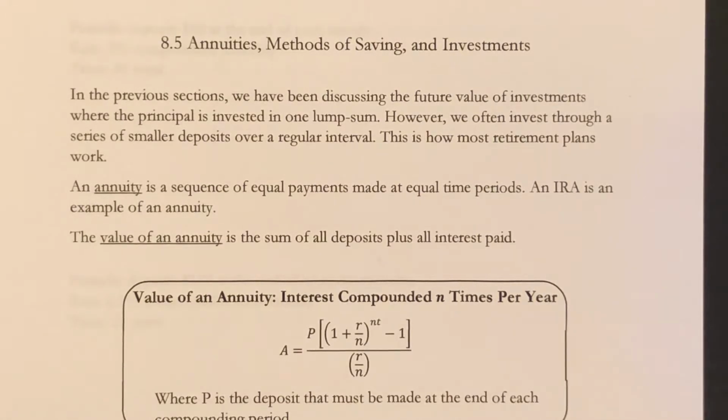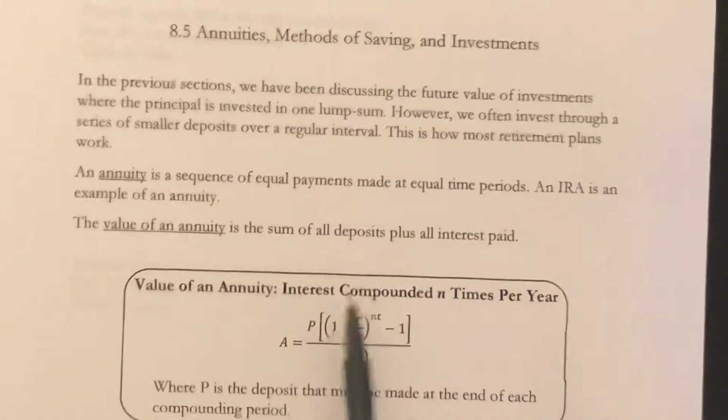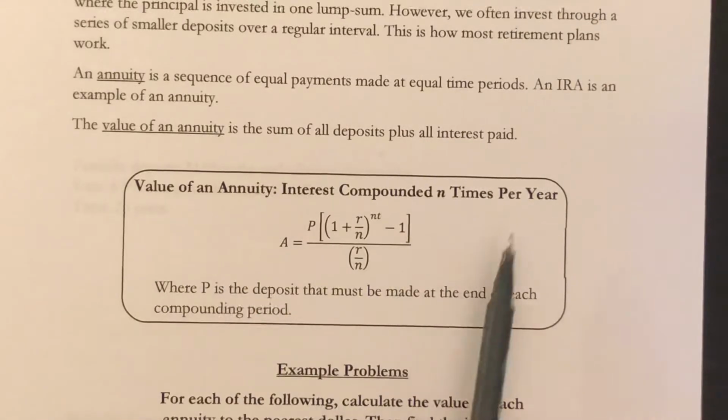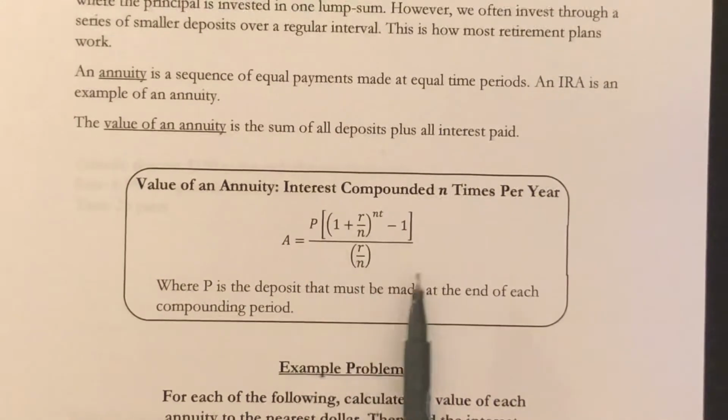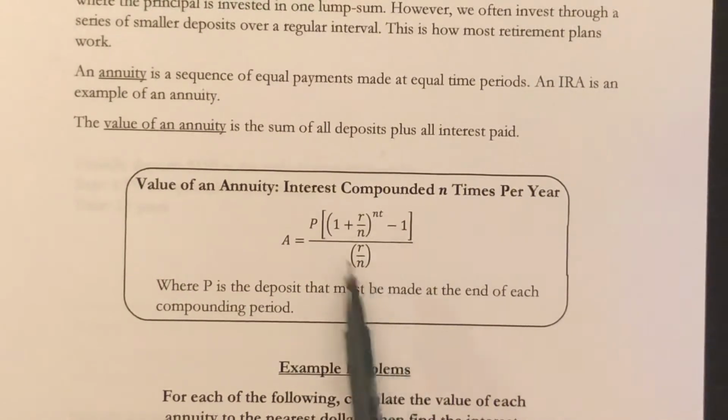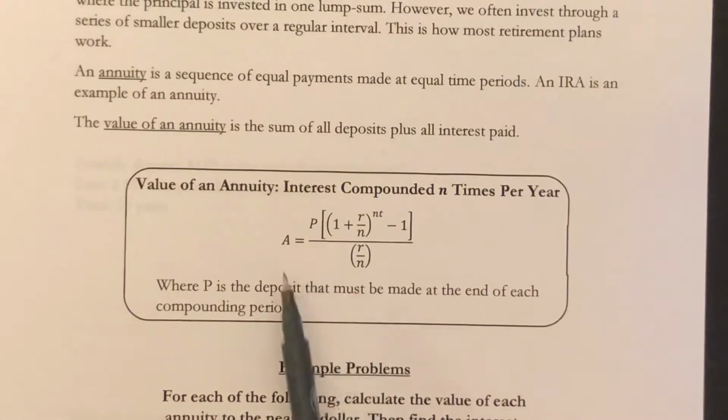This is how most retirement plans work. An annuity is a sequence of equal payments made at equal time periods. An IRA is an example of an annuity. Now, the value of an annuity is the sum of all the deposits plus all of the interest paid. And to find the value of an annuity, you'll recognize bits of this as looking like it is from the compound interest formula, and it is.